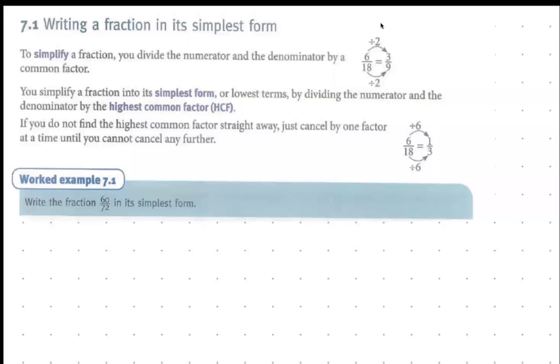So in 7.1, we need to write a fraction in the simplest form. Many students will think that you need to do it in one go. Actually, no, you don't need to simplify it in one huge number. Here in the textbook, they actually ask you to divide it by the highest common factor. But I wouldn't recommend it like that because there are so many other ways to do it.